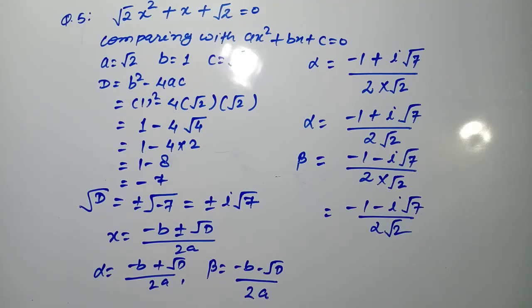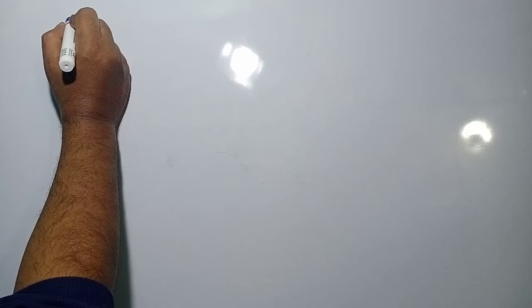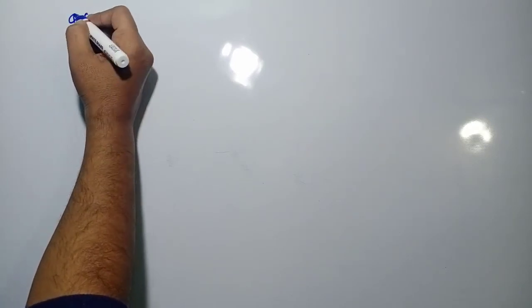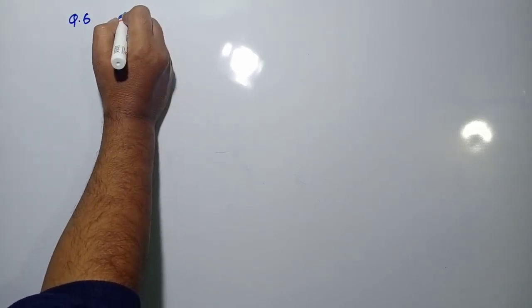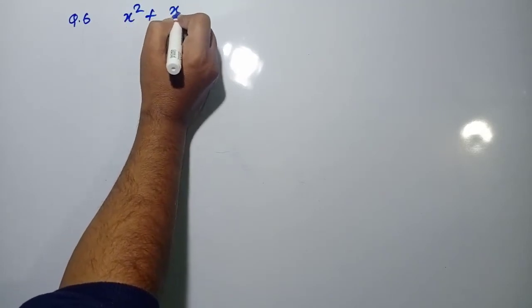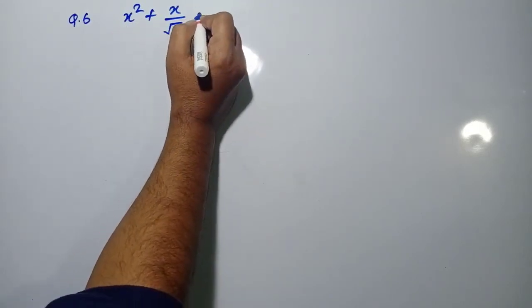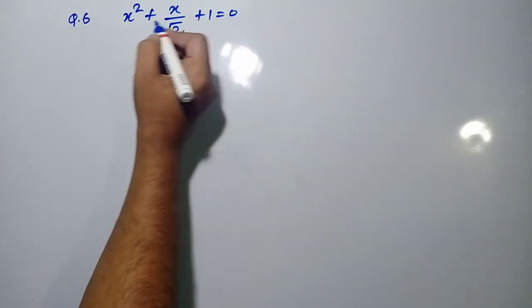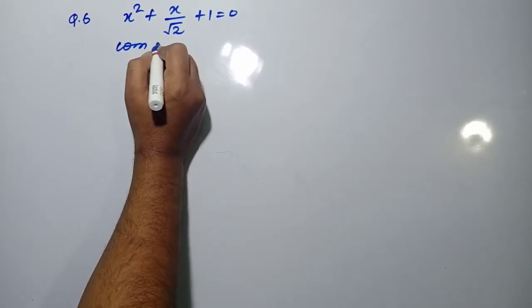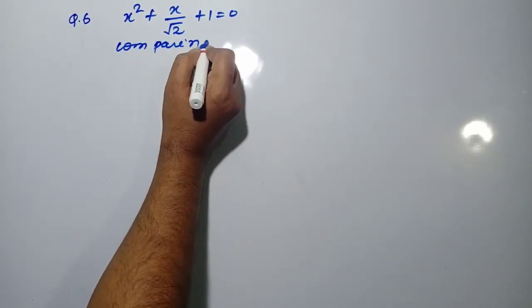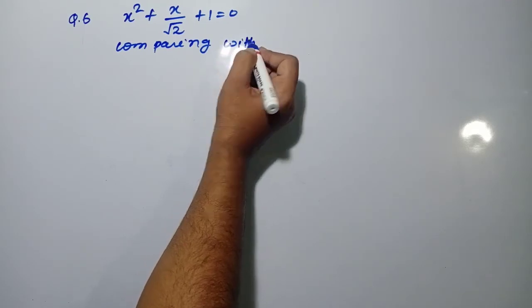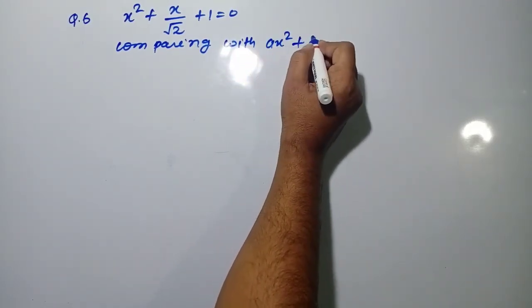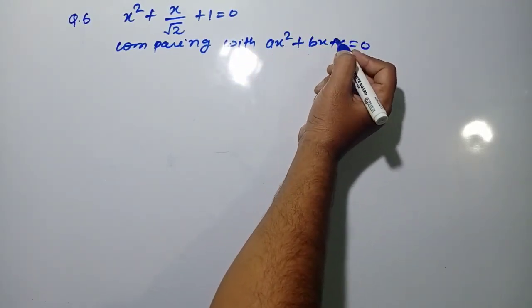Understood students? Is it clear how to find out the roots of a quadratic equation in complex form? Now moving to the final question of today's video lesson. Now the question is x square plus x upon root 2 plus 1 is equal to 0. Same things we have to do over here, comparing with the standard form of quadratic equation, ax square plus bx plus c is equal to 0.